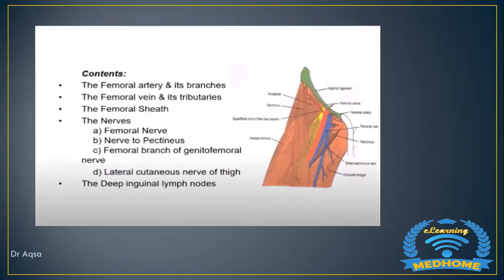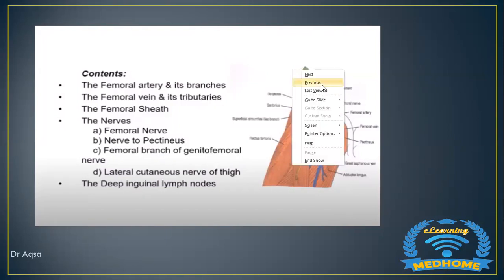And then we have the contents. The contents include the femoral artery and its branches, the femoral vein, the femoral nerve, and the deep inguinal lymph nodes. The other nerves which were included were the pectineus nerve, femoral branch of the genitofemoral nerve, and the lateral cutaneous nerve of the thigh. Yes, excellent. Thank you so much, Fiba.